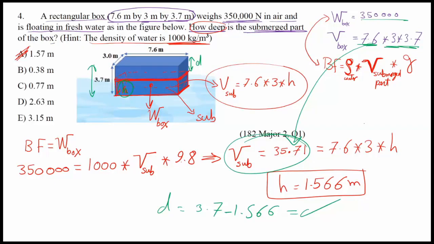That's one method. The other method is to get the volume of the part outside the water. The volume outside equals length, which is 7.6, times width, which is 3 meters, times height, which is d. And then you can find d, and it will give you the same number. So you are flexible in the method that you use in such problems.